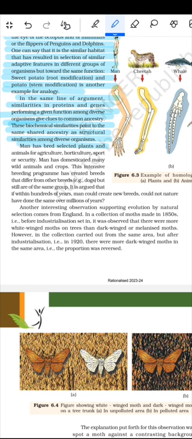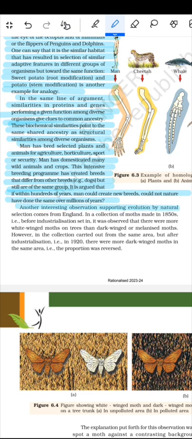Man has bred selected plants and animals for agriculture, horticulture, sport, or security. Man has domesticated many wild animals and crops. This intensive breeding program has created breeds that differ from the other breeds, just as dogs, but still are of the same group. It is argued that within hundreds of years man could create new breeds. Could not nature have done the same over millions of years?